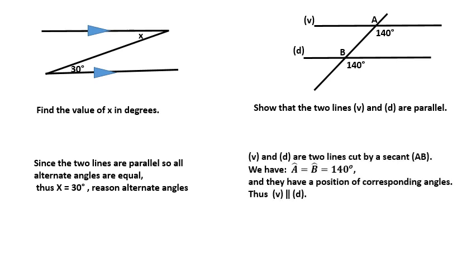V and D are two lines cut by a secant AB. We have angle A equals angle B equals 140 degrees, and they have the position of corresponding angles. Thus, the line V is parallel to the line D.